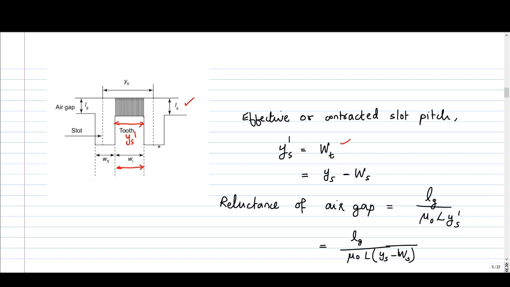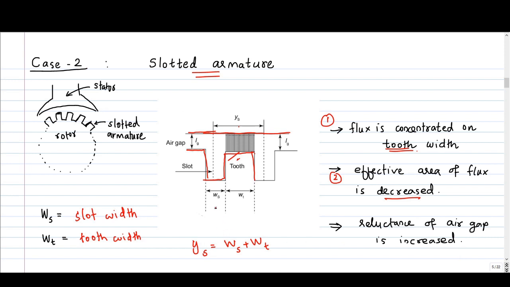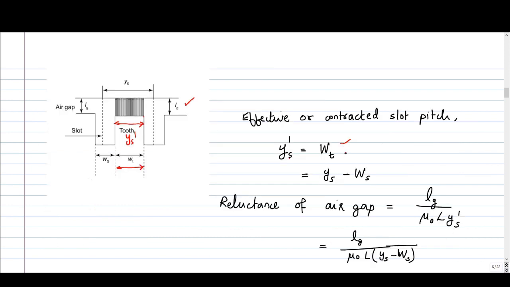So width of tooth is nothing but, from the previous explanation, we have written WS plus WT is YS. So WT is nothing but YS minus WS. So you can write that YS dash is YS minus WS. So the reluctance of the air gap is LG divided by mu zero into area of air gap. Area is core length into the new effective value of slot pitch, that is YS dash, because flux is now concentrated only on YS dash. So L into YS dash, YS dash is YS minus WS. So I have substituted it here. So this is the expression for reluctance of air gap when there is a slotted armature.